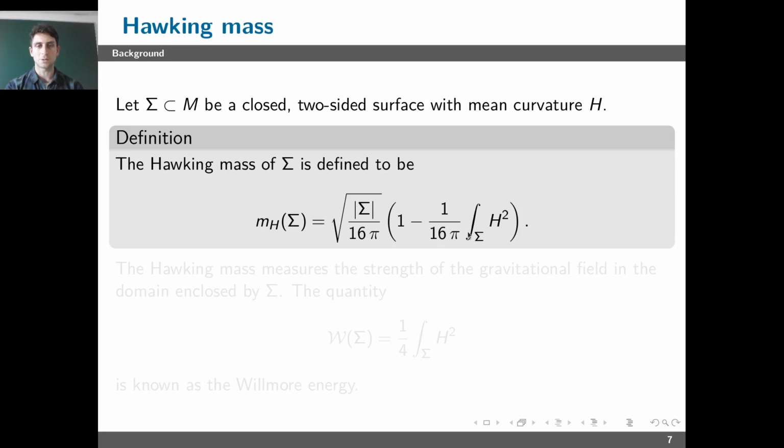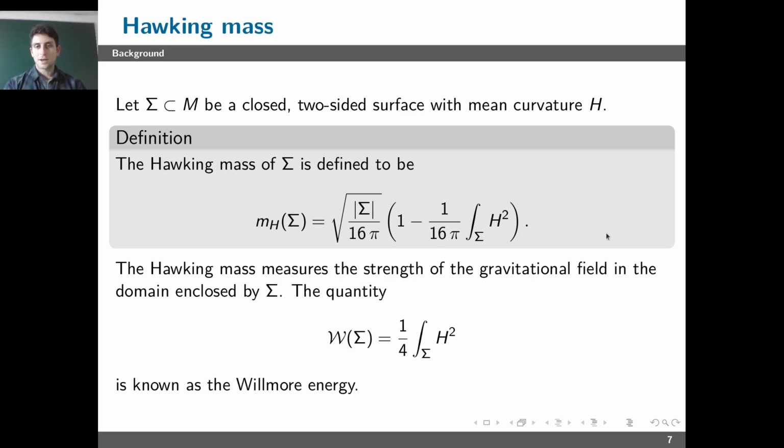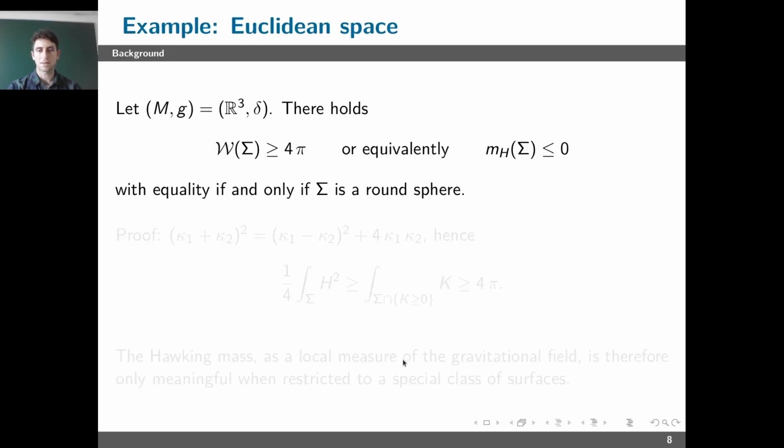So again, there's some physical motivation why Hawking considers this quantity, and in fact he expected it to be a measure of the strength of the gravitational field in a domain enclosed by sigma. From a more mathematical point of view, some of you might recognize this integral over here to be 4 times the Willmore energy, which is this quantity down there, which plays a very important part in many areas of mathematics.